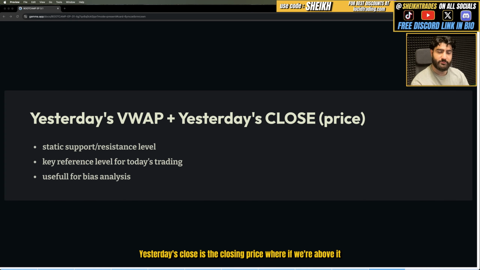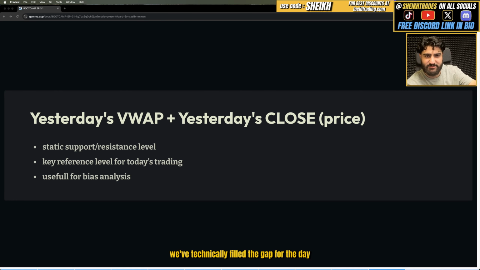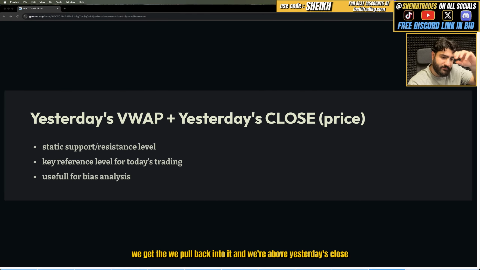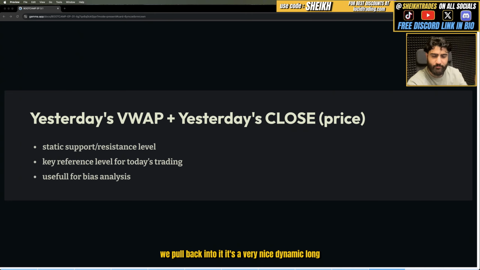And that's the same exact thing for yesterday's close. Yesterday's close is the closing price, where if we're above it, we're green for the day, and if we're below, we're red for the day. I've also seen that it's technically where the gap fills. So when we get to yesterday's close, we've technically filled the gap for the day. It also acts as a very dynamic support and static support and resistance level, where if we get there and retest back into it, and I'll show you an example, it's a nice short. And when we pull back into it while above yesterday's close, it's a very nice dynamic long.